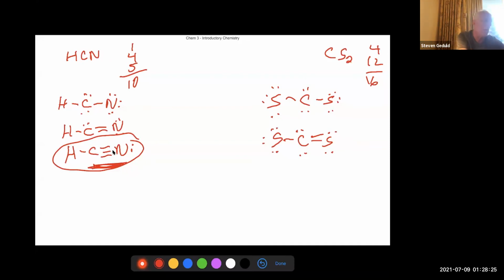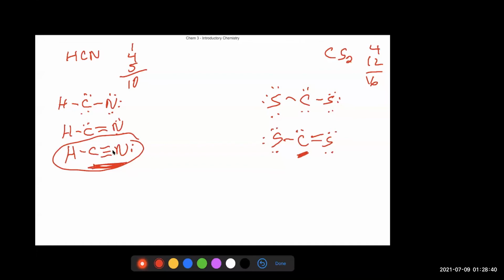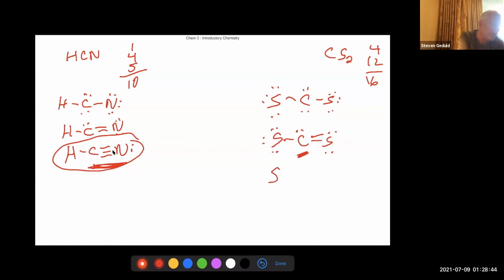Whoa, I messed up. That doesn't count. That gave me too many around carbon. Yeah, now everything has 8. So how many now? 18. 18 still doesn't equal 16. Make another double bond. Make it on the other side. Now count.